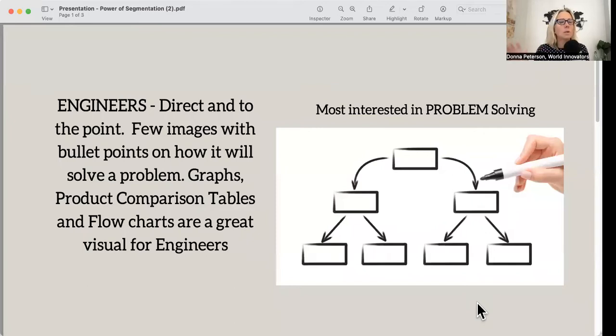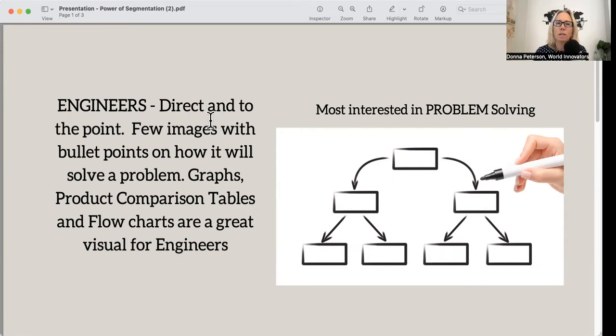I put this together, it's only 3 slides, but I just wanted to show you that if we're talking about engineers, this is where you've got to sit back and think about what is most important to engineers. Well, they're problem solvers. They need to solve a problem. And how will they resonate with a certain piece of information? Do you think they're going to like tons of images all over the place? No, they're going to want to see some type of chart or a flow chart showing the process, showing how it's going to solve their problem.